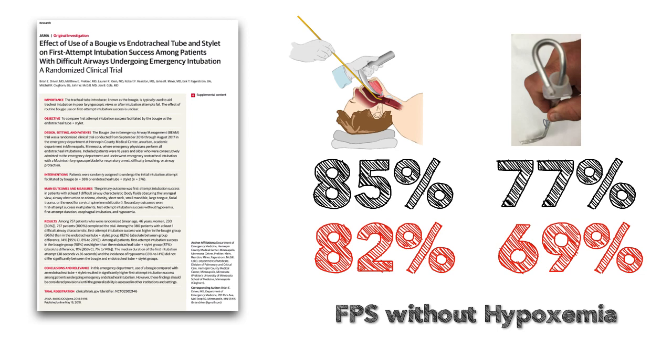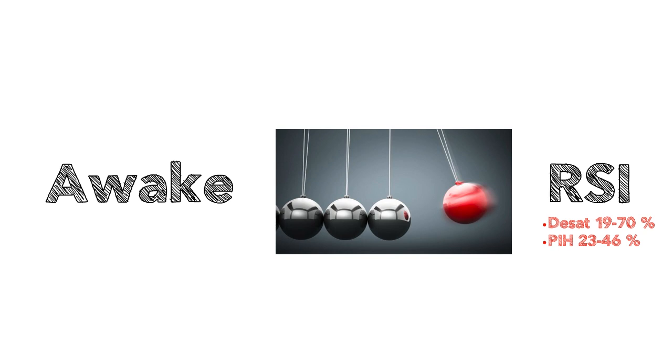I think actually the best metric to use is first pass success rate without hypoxemia and without hypotension. In fact, I'm medical director of our critical care transport program, LifeFlight here, and we have a first pass success rate without hypoxemia, without hypotension of about 85%, and that's using old-fashioned equipment. So, as I said, we're doing it pretty well.